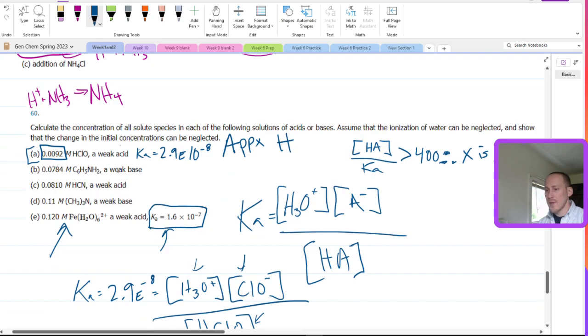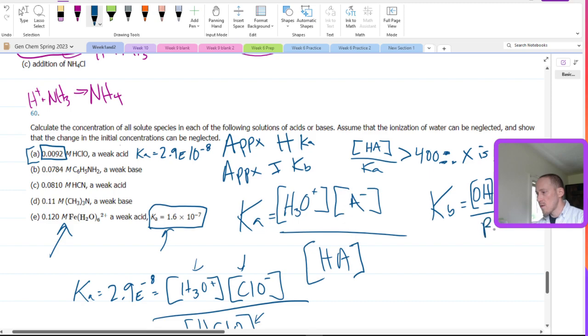Okay, so you would just look these up. There's Appendix H for the acids, Ka. There's Appendix I for the bases, for your Kbs. And when it's Kb, it's all exactly the same except you end up with OH minus and a conjugate acid over your starting base.